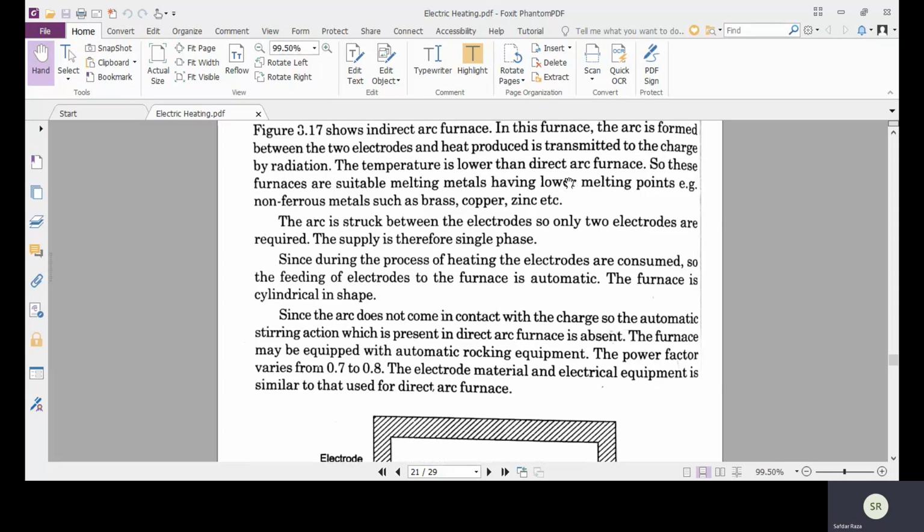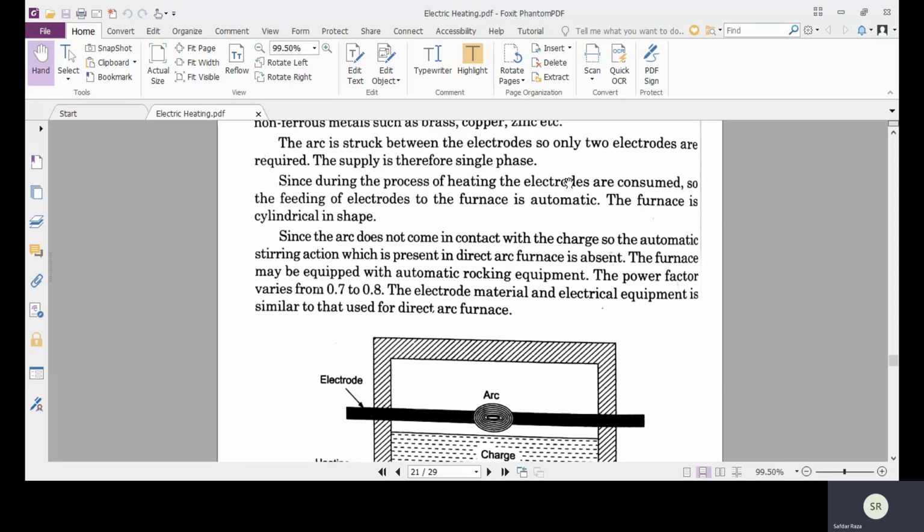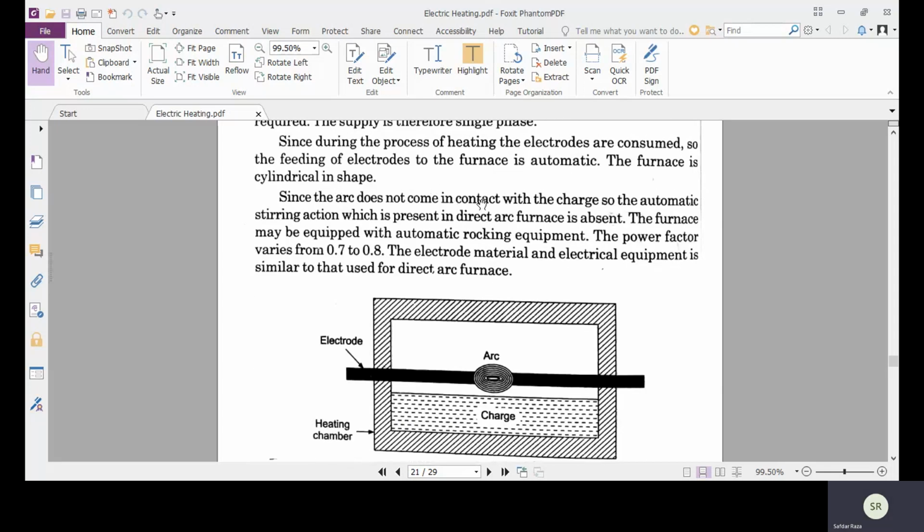Since during the process of heating the electrodes are consumed, the feeding of electrodes to the furnace is automatic. The furnace is cylindrical in shape. Since the arc does not come in contact with the charge, the automatic stirring action which is present in the direct arc furnace is absent in this case.